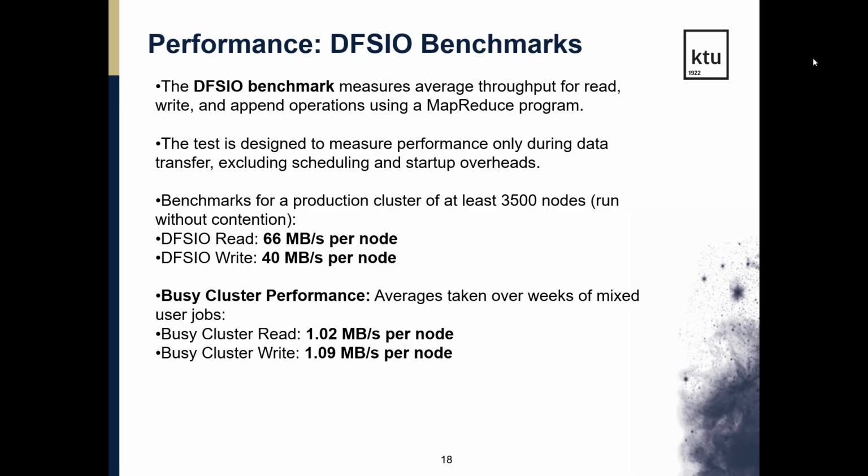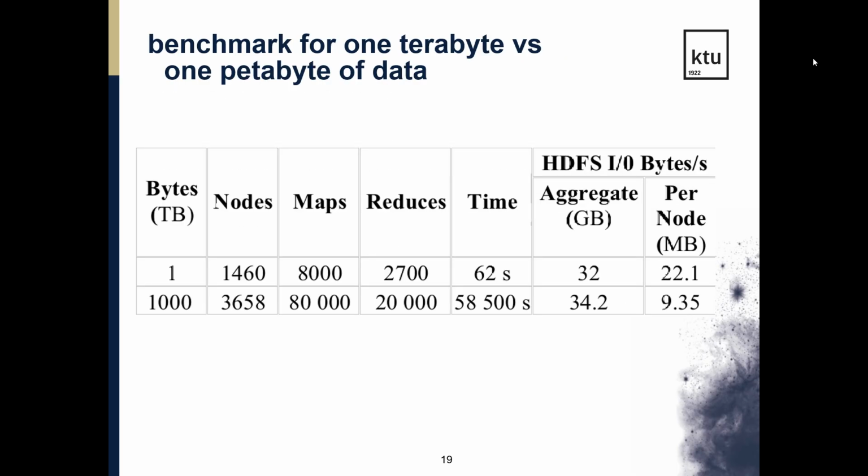The read operations can do 66 MB per second per node, and the write operations can do 40 MB per second per node. But this is an ideal situation. In real life, on a busy cluster, there will be a lot of networking errors and a lot of clients using it. So the average speed for reading is 1.02 MB per second per node, and for writing it's 1.09 MB per second per node.